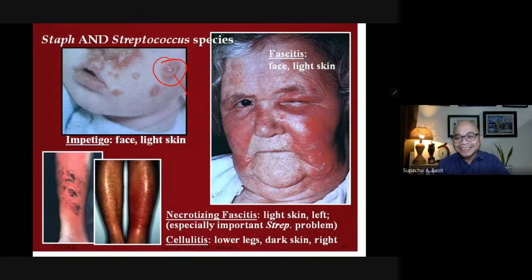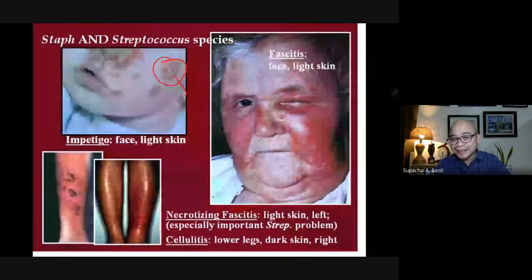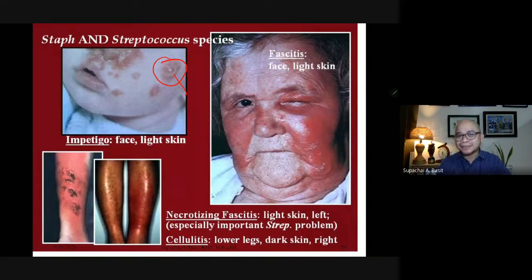So these pustules, meaning to say, it's actually a skin lesion that has pus and liquid. And sometimes the liquid draining from these particular pustules would be highly infectious or highly contagious.